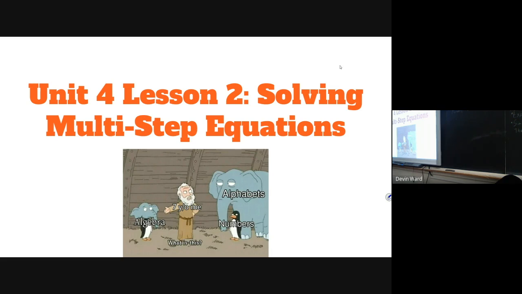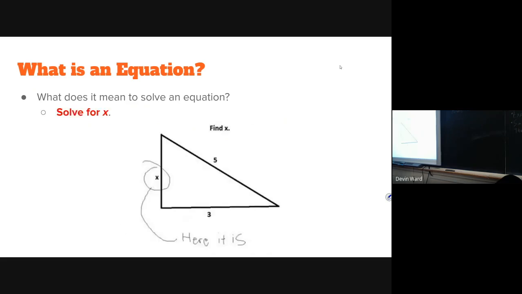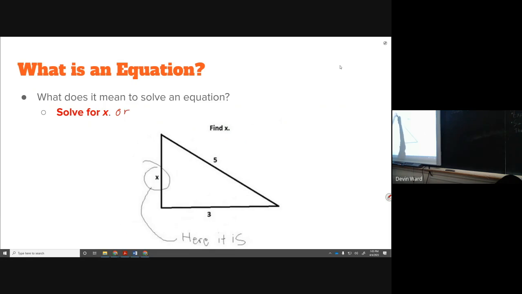So today we're going to be doing multi-step equations. We did a couple of these yesterday, but we're going to go more in depth today. So remember, what's an equation? What does it mean to solve an equation? It means that we're going to solve for x. That's what solving an equation is. We're looking for x or any other variable.